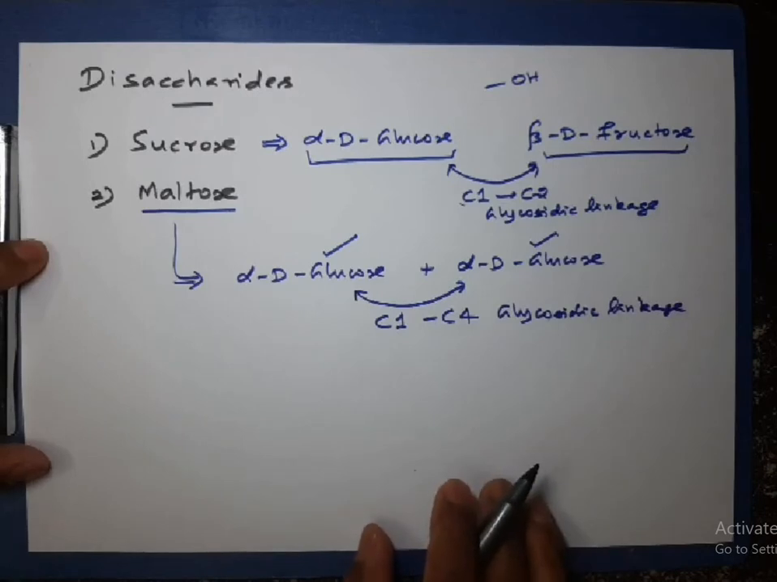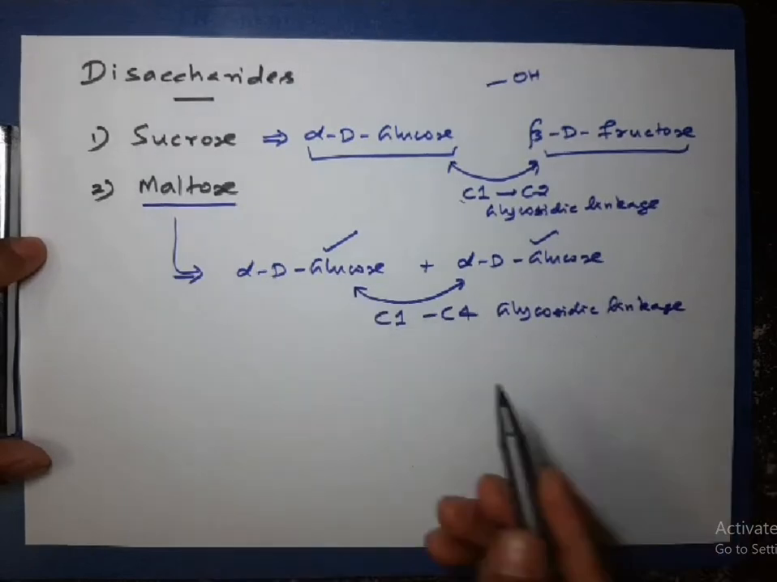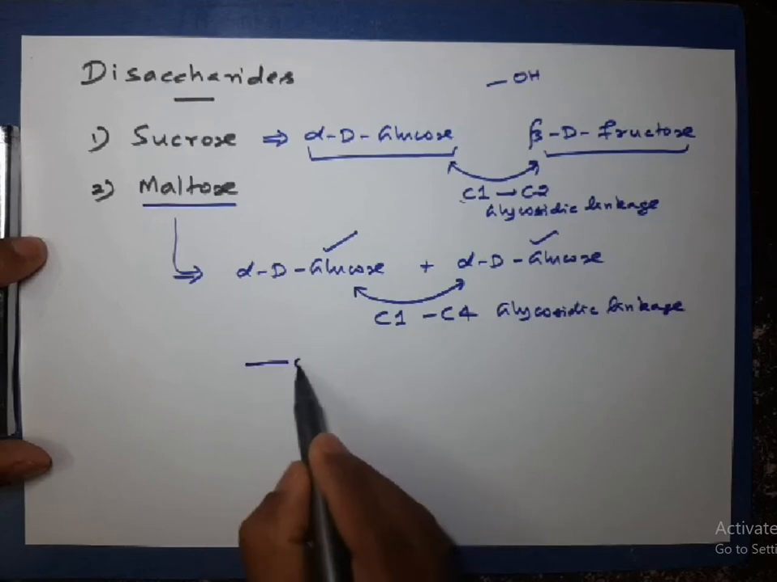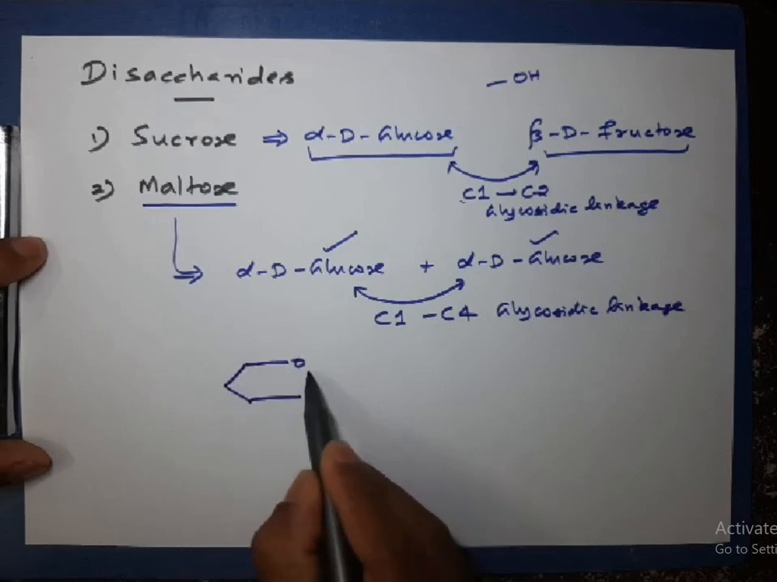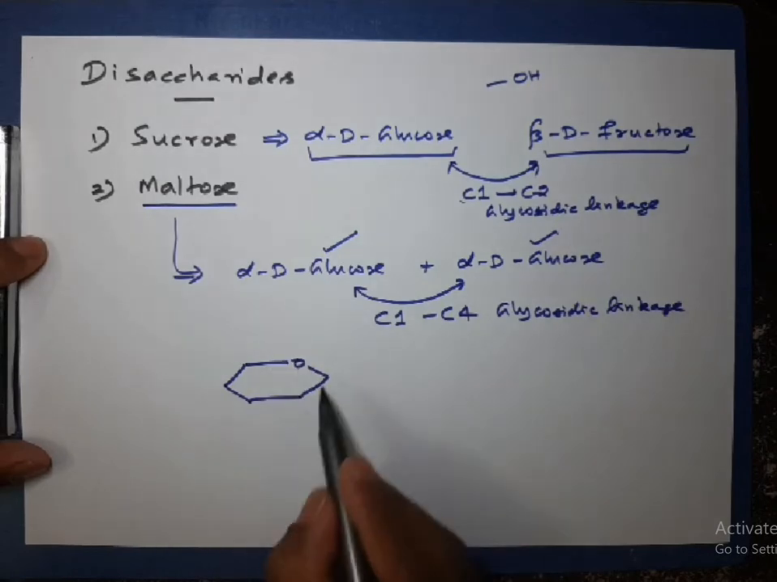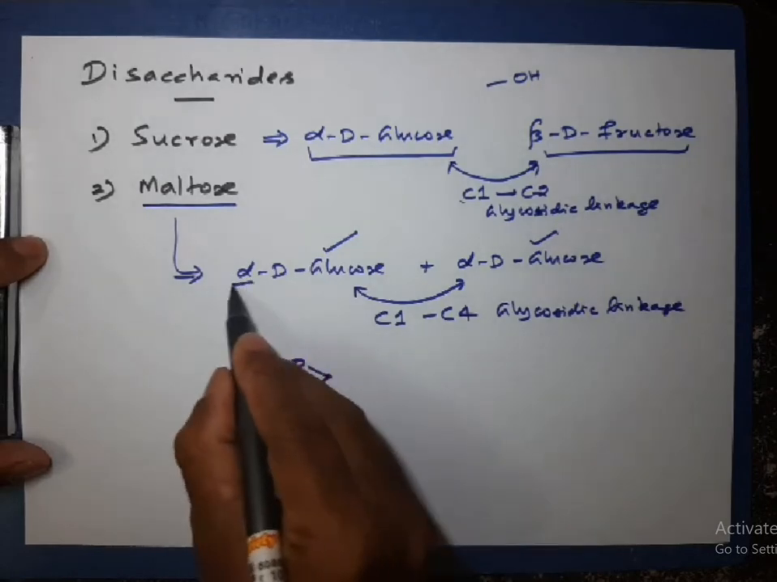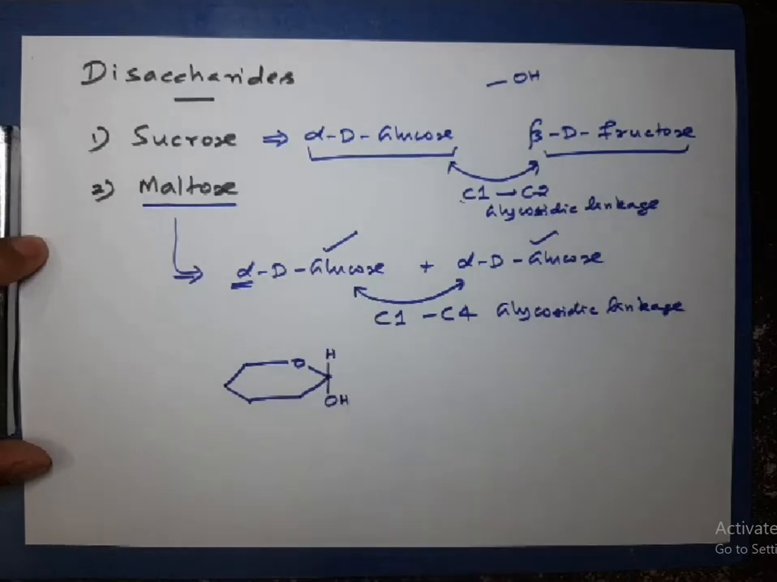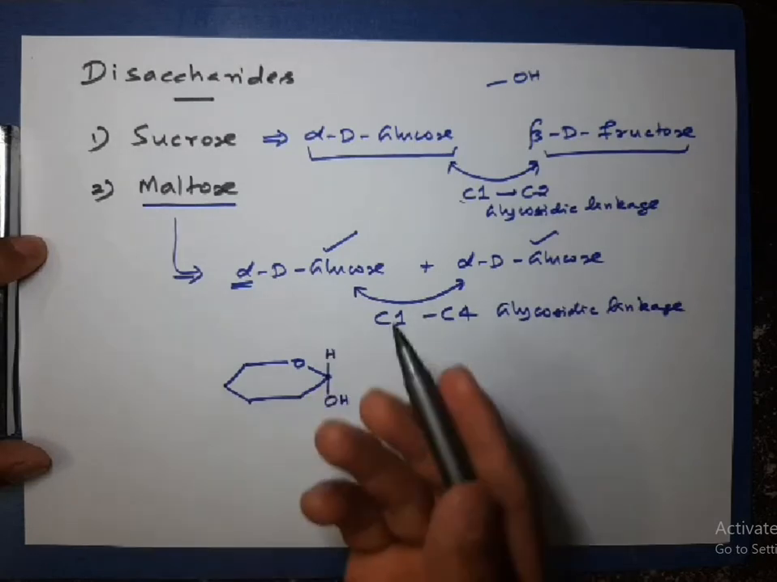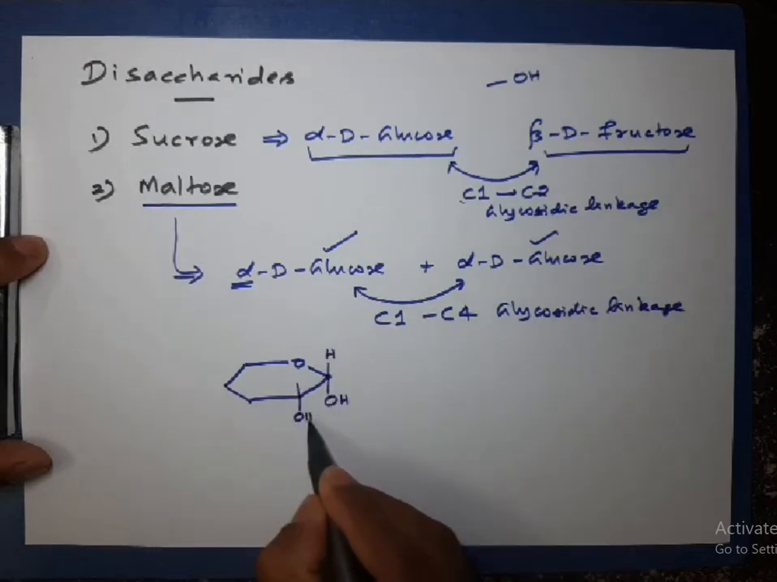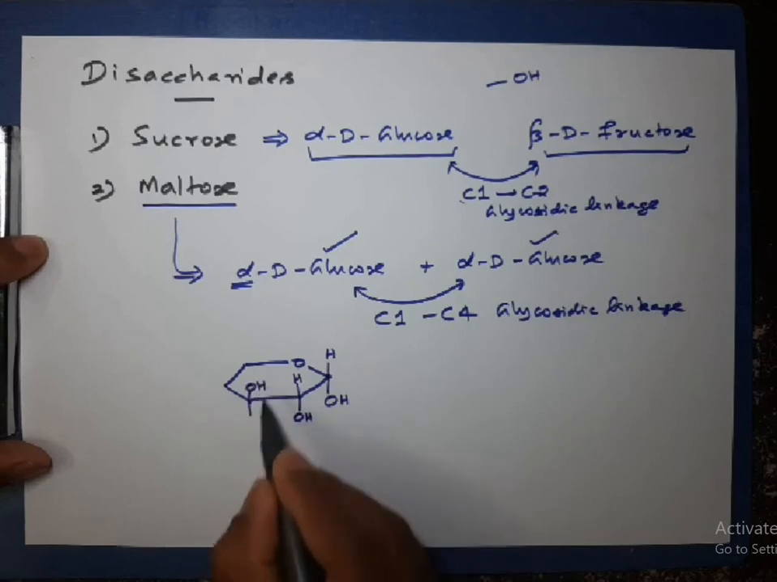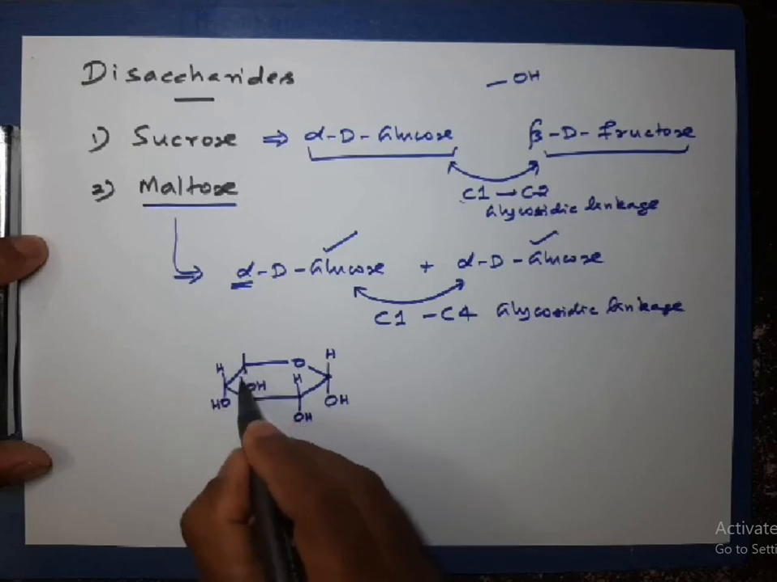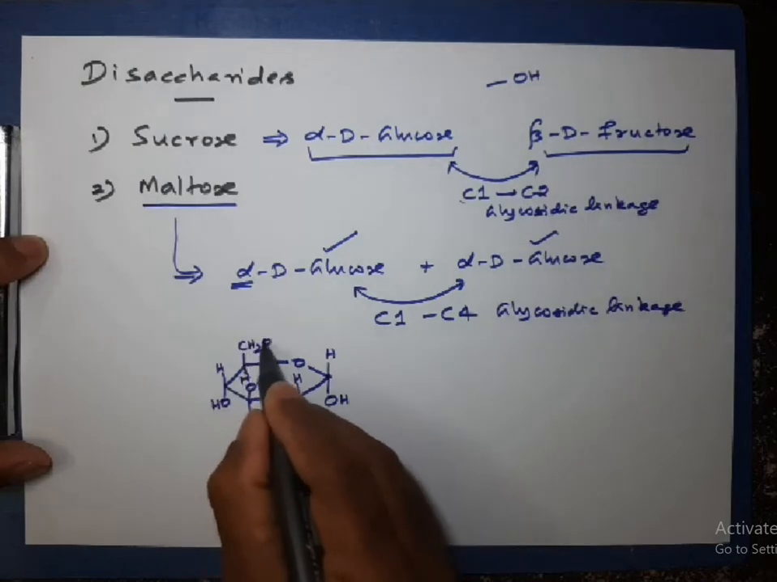So what is the structure? The structure is very simple. You draw the Haworth projection, the Haworth structure for alpha D glucose. This is carbon number 1. Alpha means in carbon number 1 you must put the OH group down. And in glucose, you know the structure: second carbon OH group down, third carbon OH group up, fourth carbon down, fifth carbon, I have told you, always hydrogen down, CH2OH up.